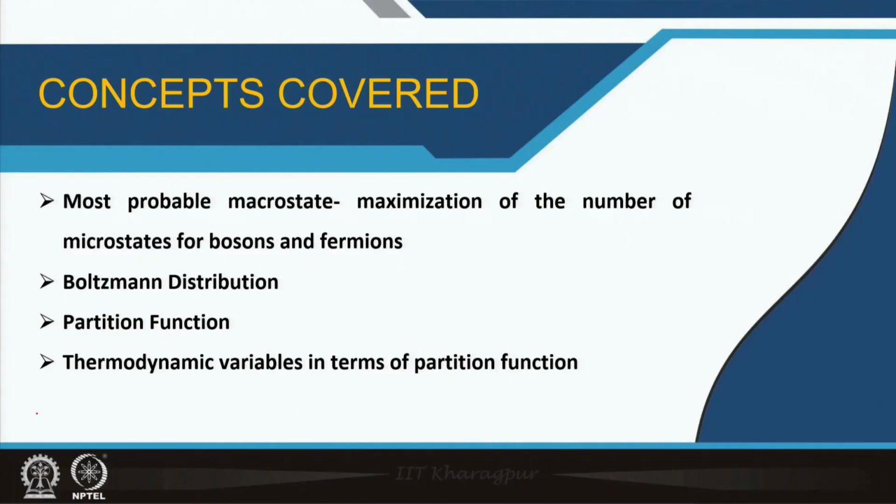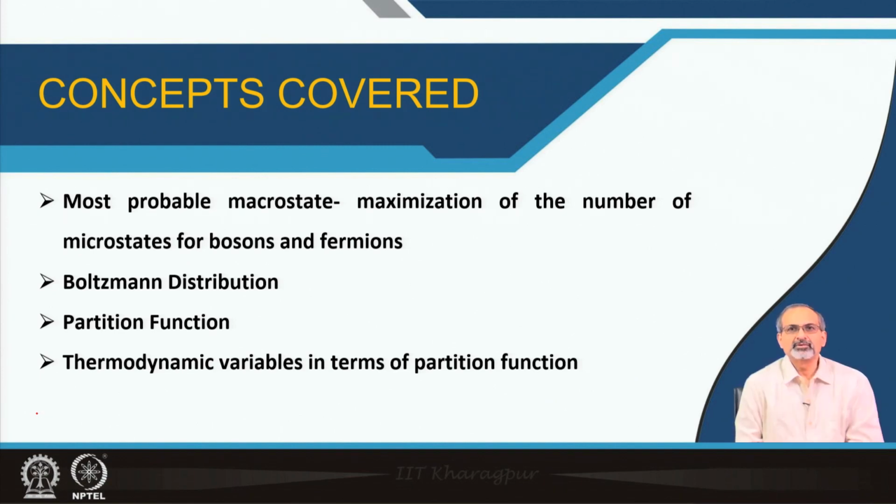In this lecture, we will start discussing the most probable macrostate, and we will take the discussion ahead to look at the Boltzmann distribution. We will discuss the maximization of the number of microstates for both bosons and fermions, and we will thereby reach the condition for the most probable macrostate. Then we will see that both of these distributions converge to a common one, which is called the Boltzmann distribution at normal temperatures.